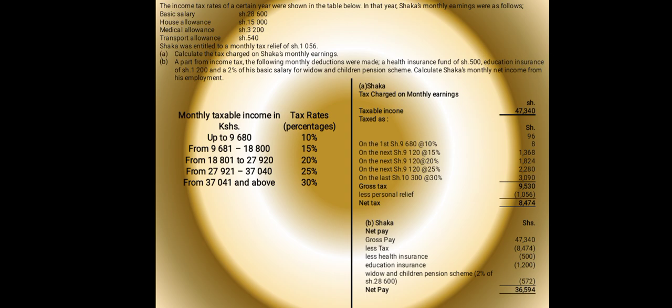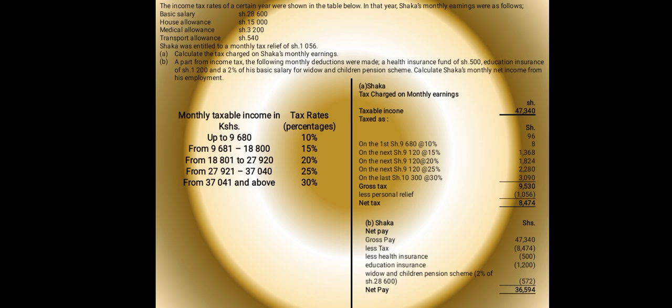The income tax rates of a certain year were shown in the table below. In that year, Shaka's monthly earnings were as follows: basic salary, house allowance, medical allowance, transport allowance. Shaka was entitled to a monthly tax relief of 1,056 shillings. A. Calculate the tax charge on Shaka's monthly earnings.